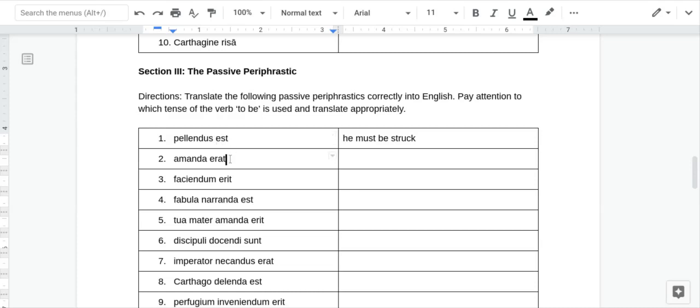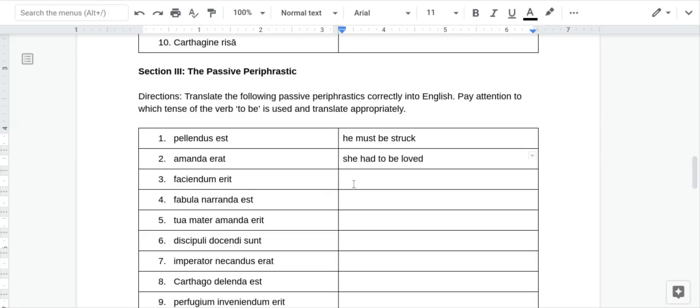And then in number 2, you can make it past tense. Erat is the imperfect tense of to be. We're going to do "she" because the participle ends in -a, so it's a feminine ending. She had to be, and then amo is the verb to love. So she had to be loved.